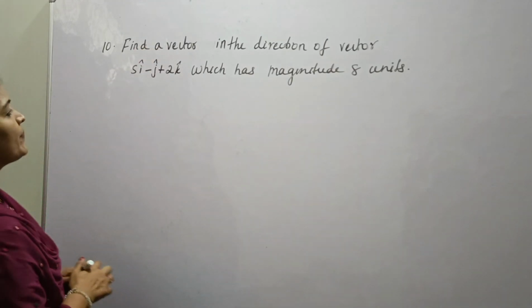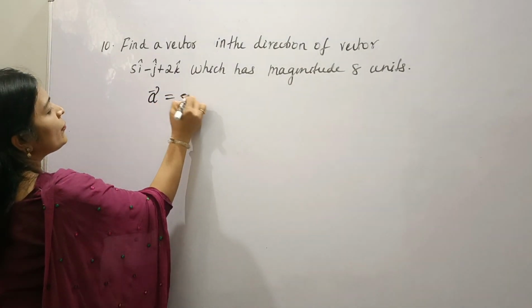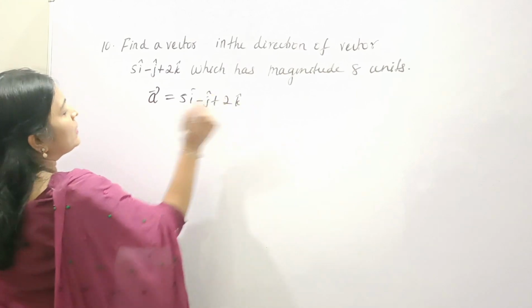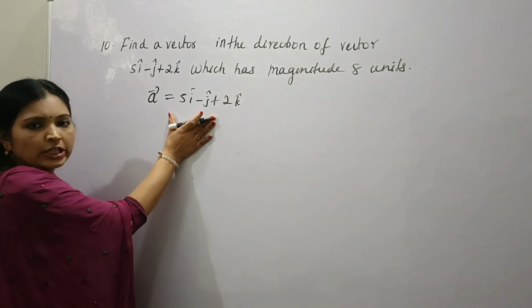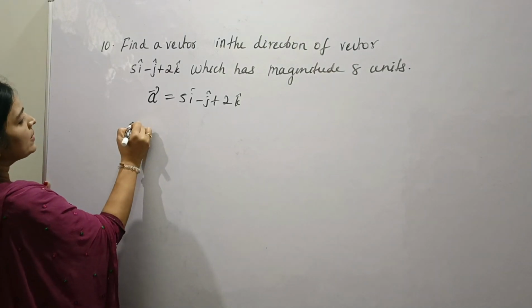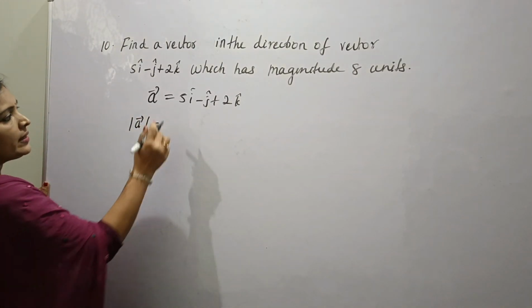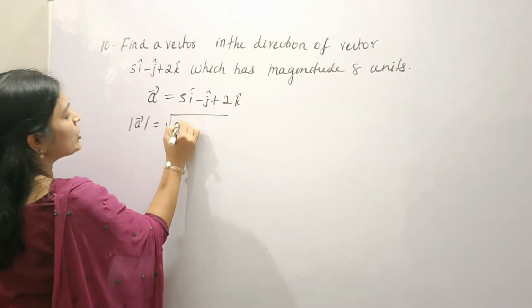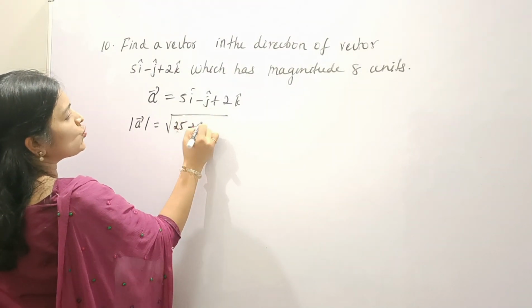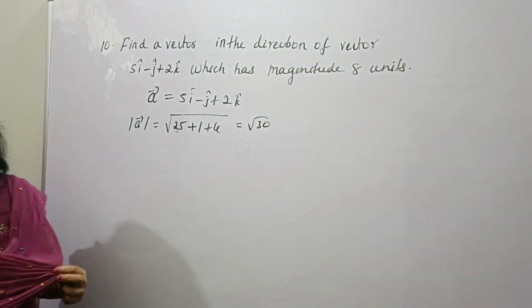So let's take vector A equal to 5i minus j plus 2k. Now we have to find the unit vector of vector A. For that we need to find modulus of vector A, that is the square root of 5 square, 25 plus 1 plus 4, that is square root of 30.